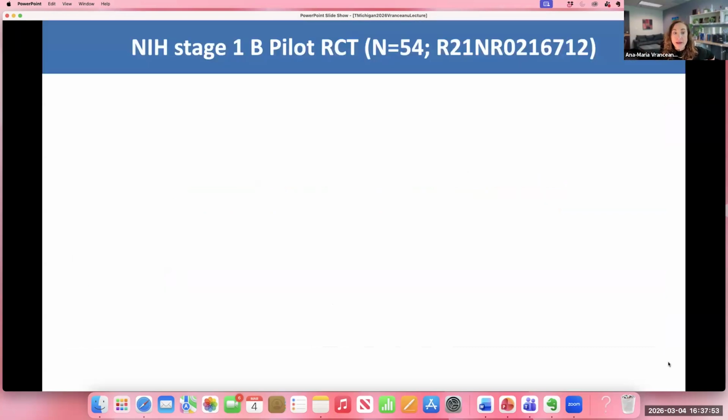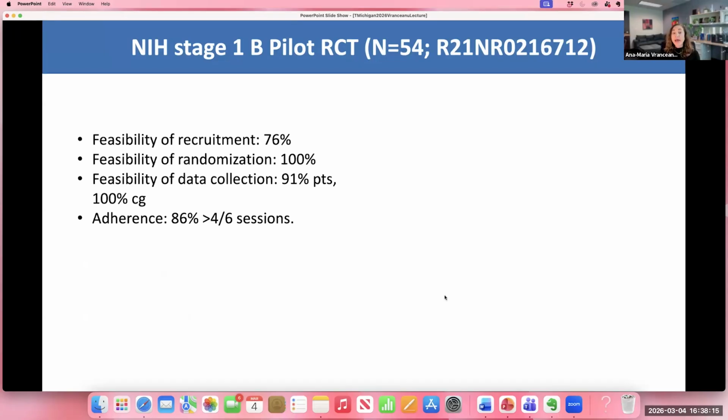So our second trial was a stage 1B pilot RCT. We got an R21 from the National Institute of Nursing Research. I would discourage anyone from applying for an R21. I think we applied 4 times, so just so hard to get. But anyway, we just got this funding and we were able to do this work. We made some modifications to our recruitment to increase our feasibility.